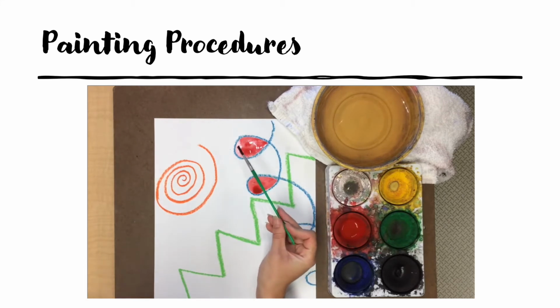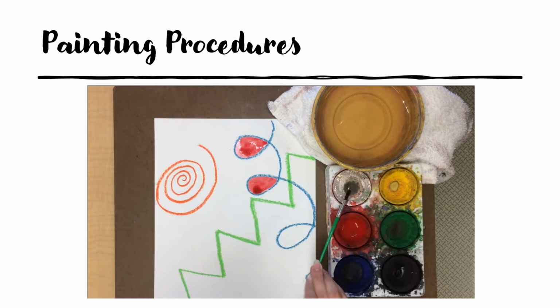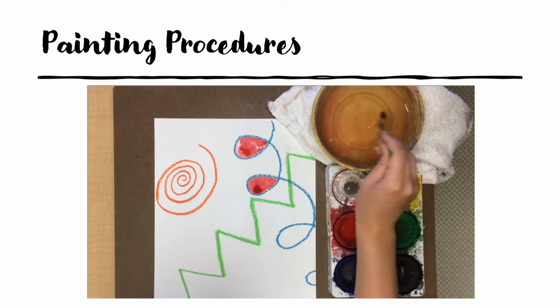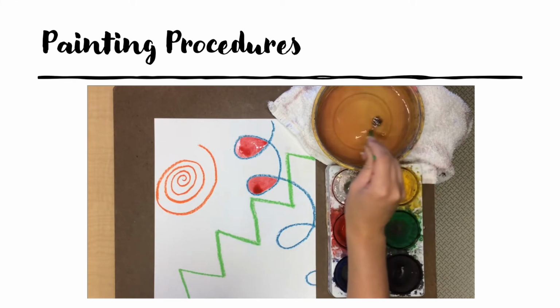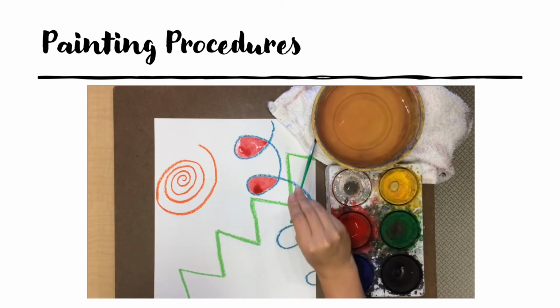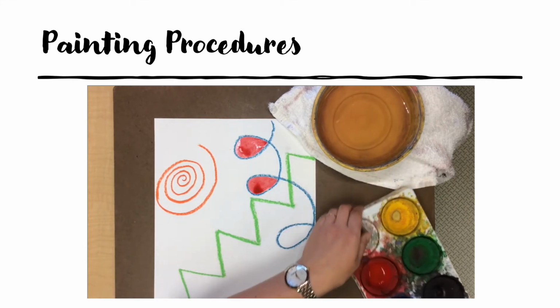Now, if I want to change colors of paint, I cannot put my red paintbrush into a new color. I have to clean off the red paint first, otherwise my paints will all get very dirty. So I'm going to brush the bottom of the bowl, just like we talked about earlier. Wipe that brush off, and maybe even use my towel. Now I'm ready to choose my next color.